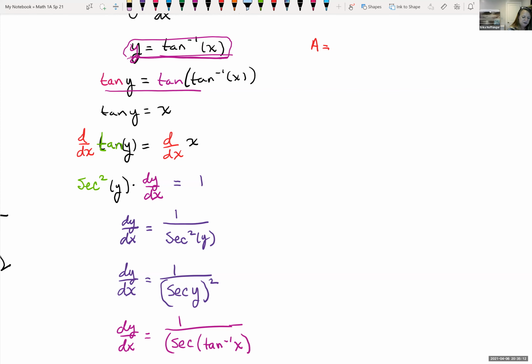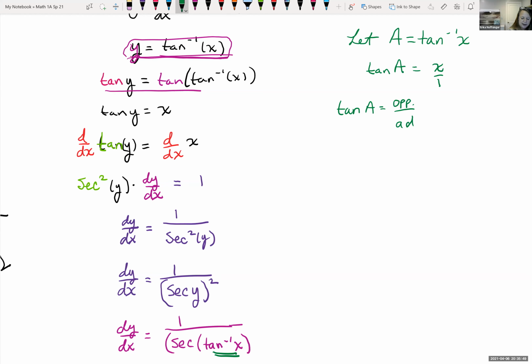We're going to choose A to be tan inverse of x, so tangent of A equals x. We're going to take the tangent of both sides and then we're going to create a triangle. So tangent of A equals just x. We're going to put it as x over 1. Recall, tangent of an angle is opposite over adjacent.